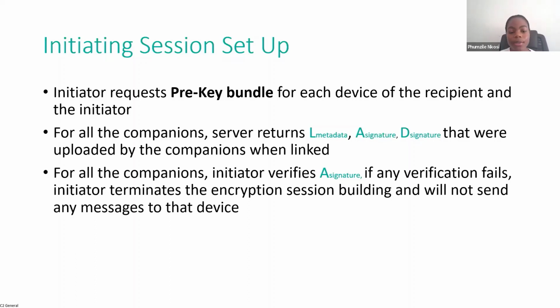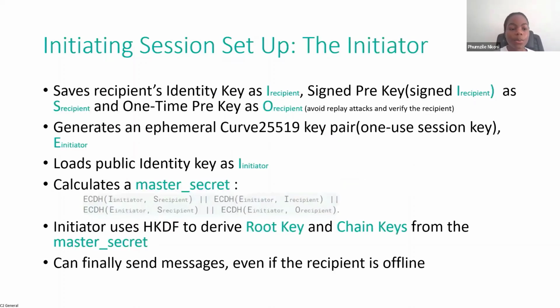So for all the companions, the initiator needs to verify the account signature. And if any of the verification fails, that means no message will be sent to that device. But in a situation where the verification is successful, the keys will be saved locally. The sender will also generate an ephemeral Curve25519 key and save it as the E initiator. The sender will also load its public identity key as the I initiator.